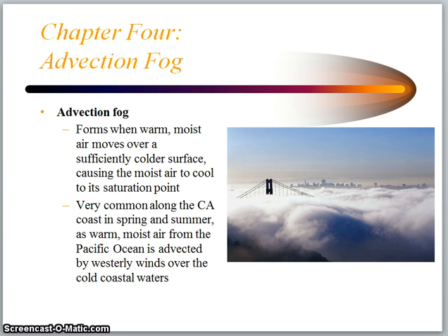Well, that's advection fog, and it forms when warm, moist air moves over a sufficiently colder surface, i.e. the Pacific Ocean, which causes the moist air to cool to its saturation point. This is really common along the California coast in spring and summer, as the warm, moist air from the Pacific Ocean is advected, meaning transported horizontally, by westerly winds over the colder coastal waters.